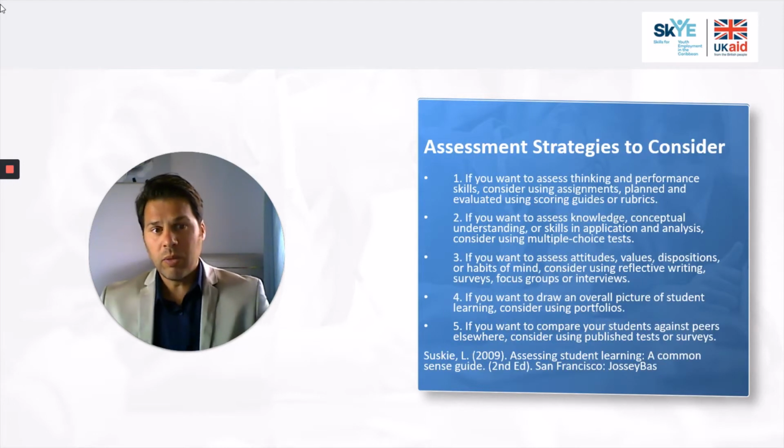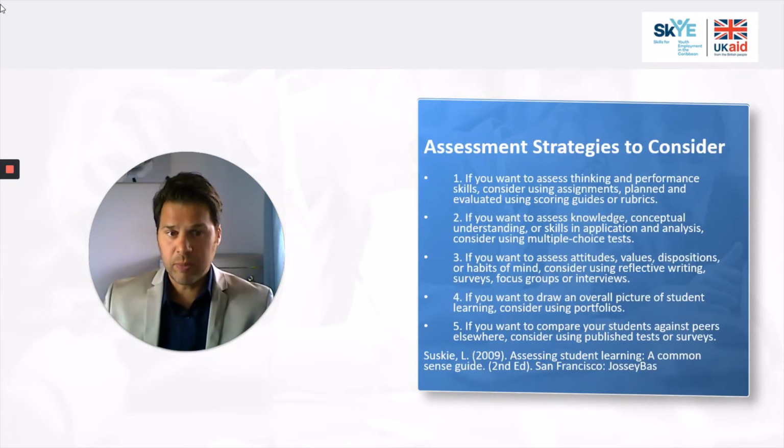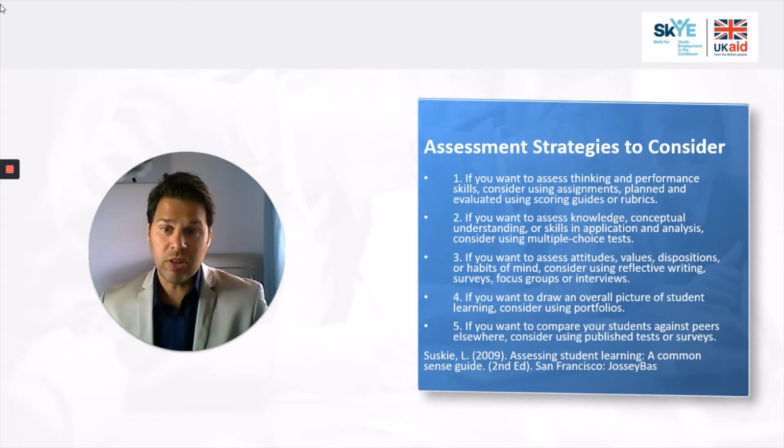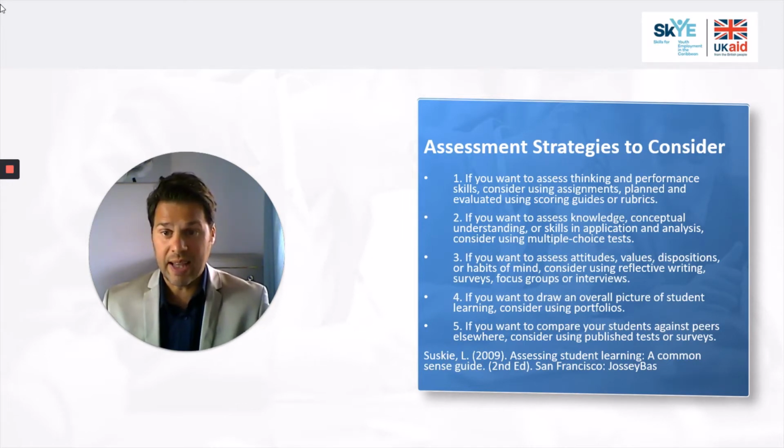So what do you need to think about when you're doing an assessment? Well, Suzuki did a piece of research in 2009 about assessing student learning and some of the things that you need to consider. If you have a look here, they've identified five things. They've identified different ways you can assess your students depending on what you are looking to get out of that assessment. If you're wanting to assess thinking and performance skills, they say to use things like assignments, planned evaluations, or scoring guides and rubrics.